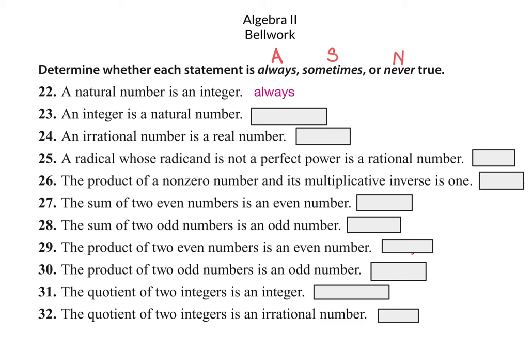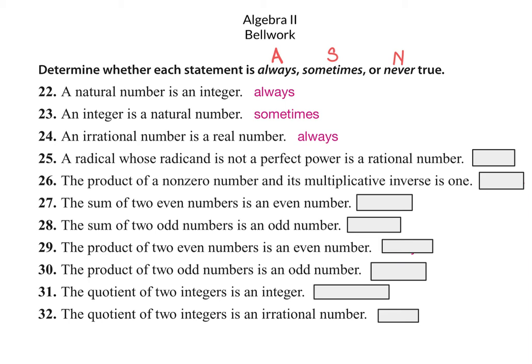An integer is a natural number. That's sometimes, yeah. If it's like 3, that's an integer, but it's also a natural number. But if it's -1, that's an integer, but it's not a natural number, right? So there are some integers that are natural numbers and some that are not. So sometimes an irrational number is a real number. Always. They're all real numbers so far. We'll get into imaginary, but not yet.